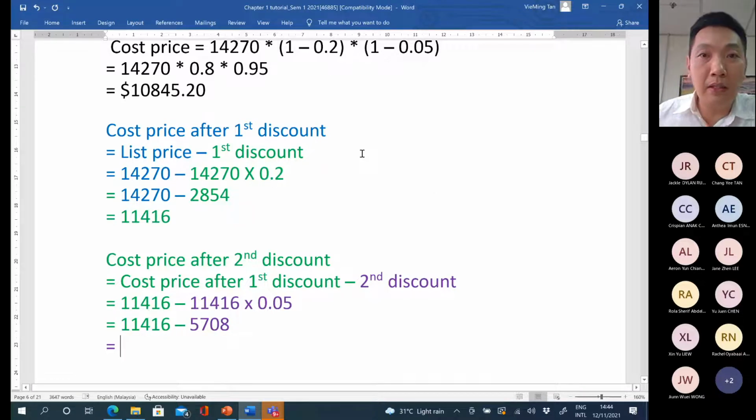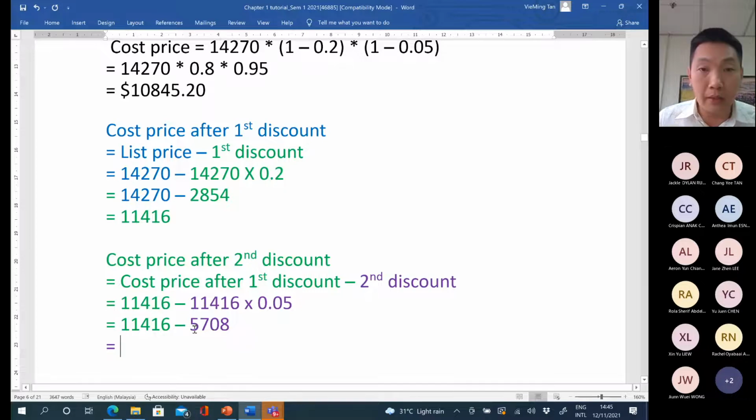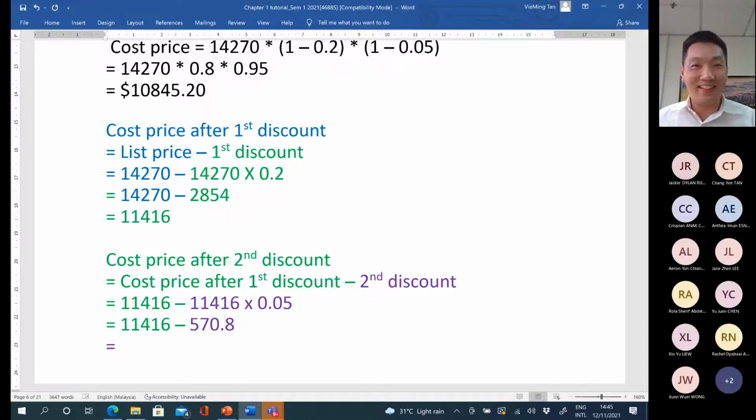Let me check. Yeah, it's actually 570.8. You mean this, huh? Yeah. Okay. 11416 multiply 0.05, so 570.8, right? 570.8. Oh, yeah. Okay. All right.